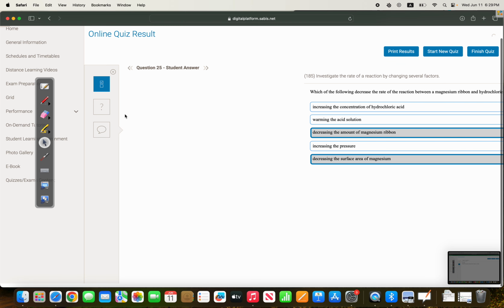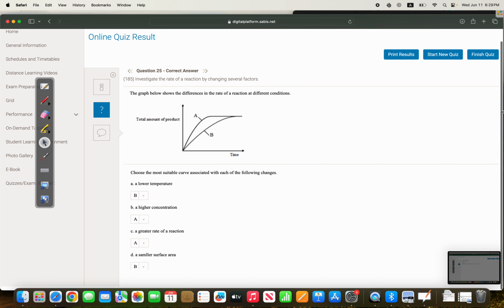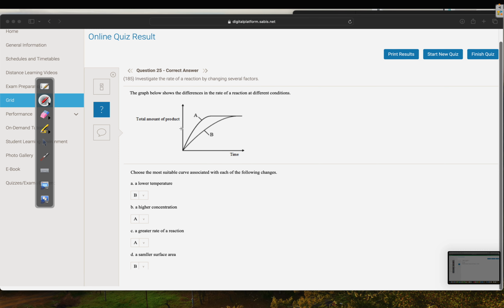Number 25. The graph below shows the differences in rate of reaction at different conditions. Okay, a lower temperature will be B because it is less steep, and if it's less steep the rate of reaction is lower, and since there's a lower temperature there's a lower rate of reaction. So when temperature decreases, there will be a decrease in collisions and a decrease in effective collisions.